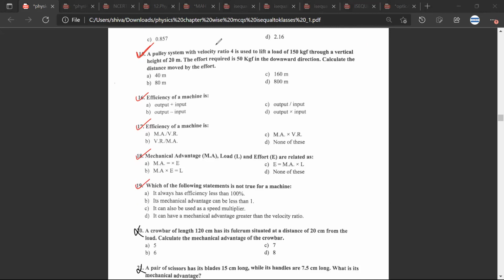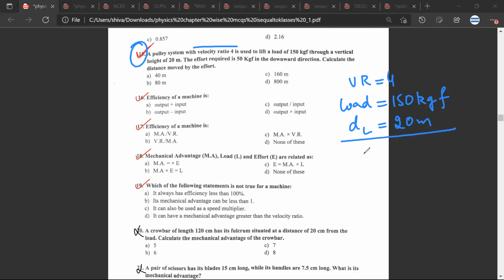Okay, Mr. Sibang, can you tell me how to do question number 15? Numerical 15. Sure, sir. A pulley system with velocity ratio 4 is used to lift a load of 150 kgf. So VR would be 4, load would be 150 kgf, and the distance moved by load would be 20 meter. The effort required is 50 kgf in the downward direction.